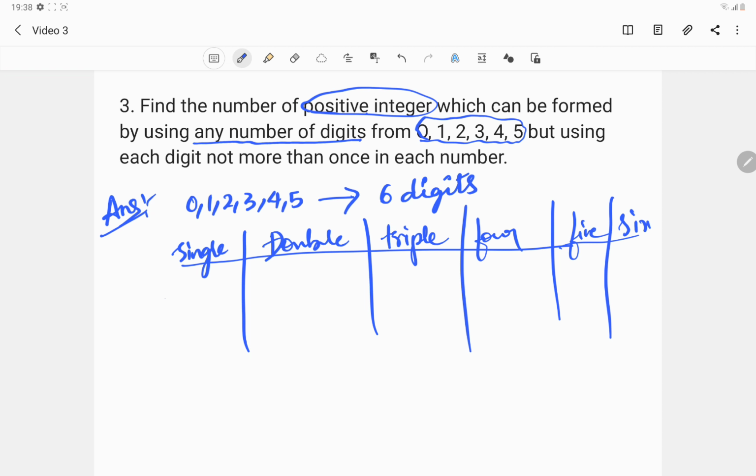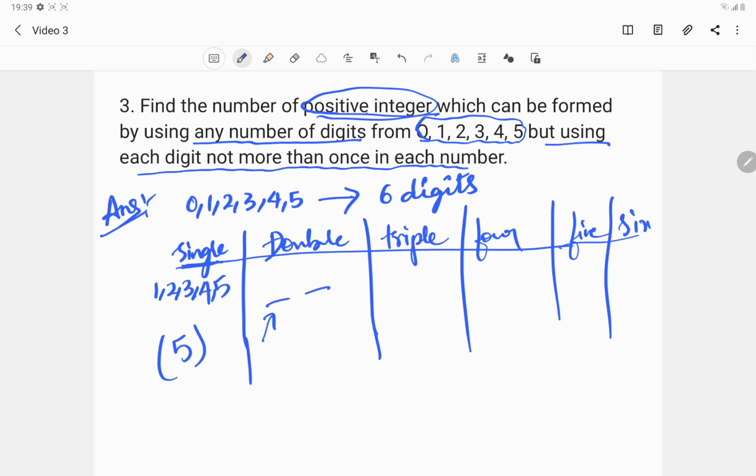As you know, we are looking for positive integers, so we can form only 1, 2, 3, 4 and 5. So total 5 integers we can form using these digits that are single digit. Next, double digits. So definitely 0 cannot come here, and moreover each digit is used not more than once in each number, so there is no repetition as well.